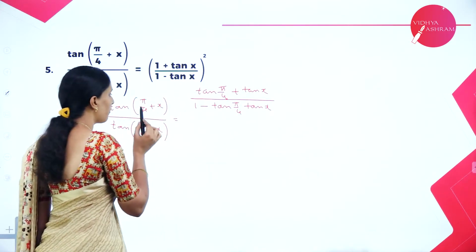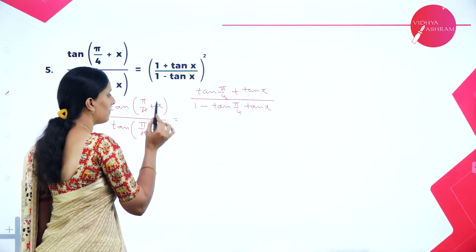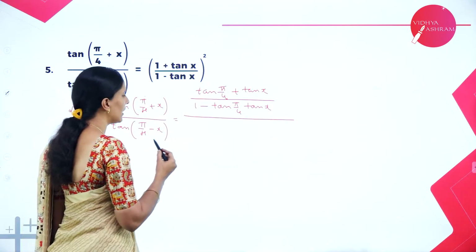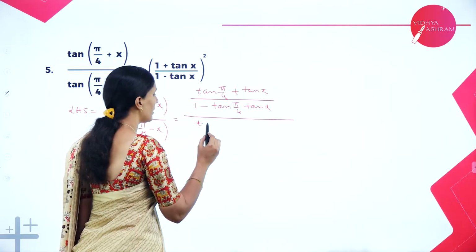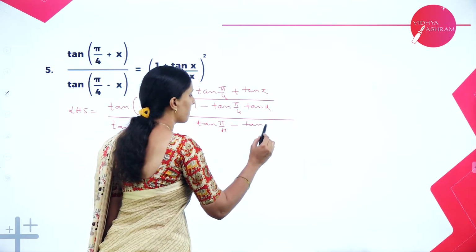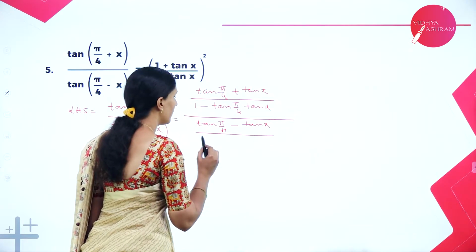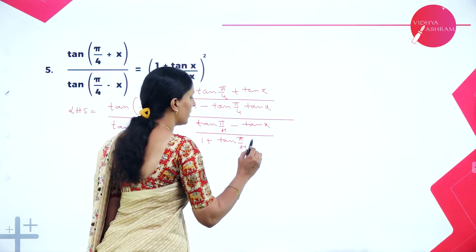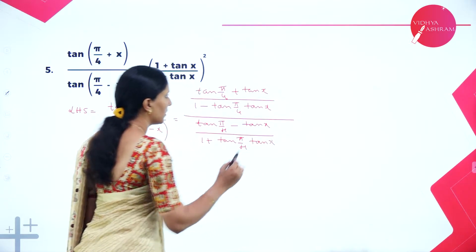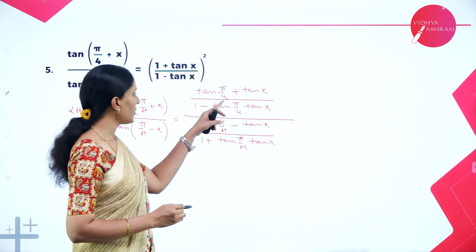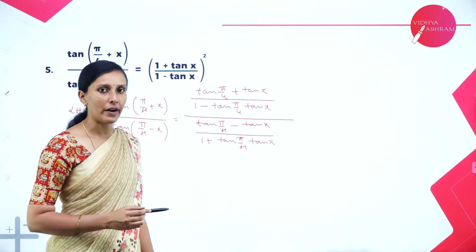So in the place of x you have pi by 4, in the place of y you have x. So just replacing the terms and constants here. So next we have here tan pi by 4 minus tan x whole divided by 1 plus tan pi by 4 tan x. We know the value of tan pi by 4 as 1. So wherever you have tan pi by 4, you can just write it as 1.